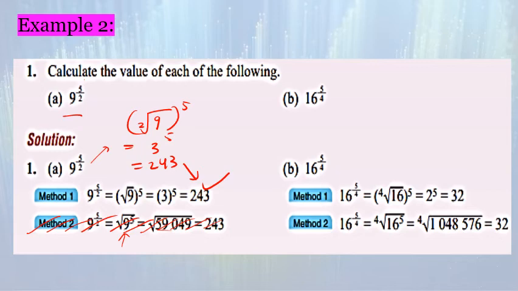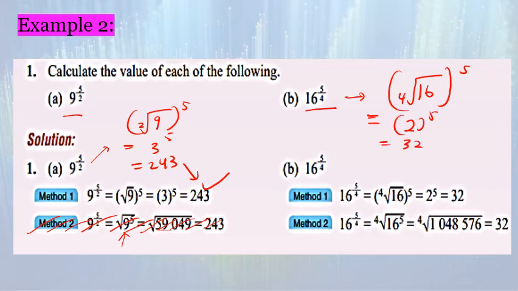For B, 16 to the power of 5 over 4, so you find the root first. 16, find the root of 4, and then power 5. So 16 with the root of 4, answer is 2, and then 2 power 5, answer is 32. Same, 32. Actually, the other method I don't recommend. Just do the easiest one.